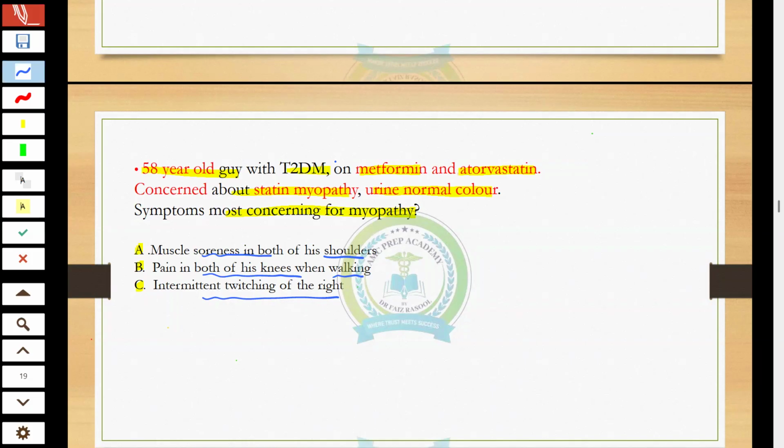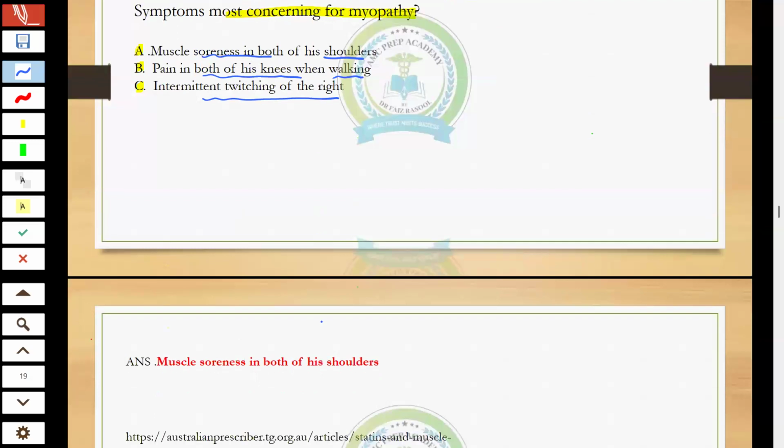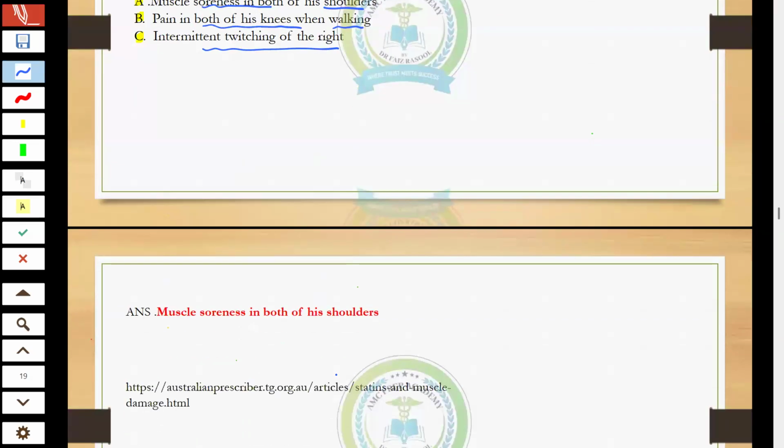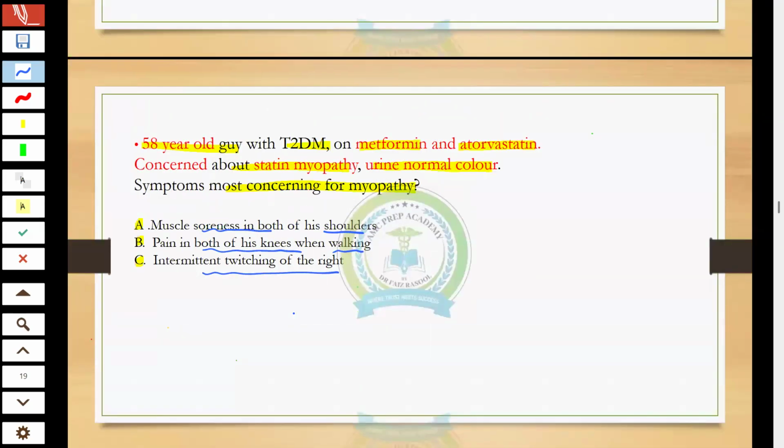Okay, majority with A. Let me see the answer. Muscle soreness in both of his shoulders. So doctors, you have to focus on the history as well. Your answer is correct. The urine color is normal, these are clue points to think about. And the patient is taking metformin along with a statin, so this is the concerning symptom for myopathy.